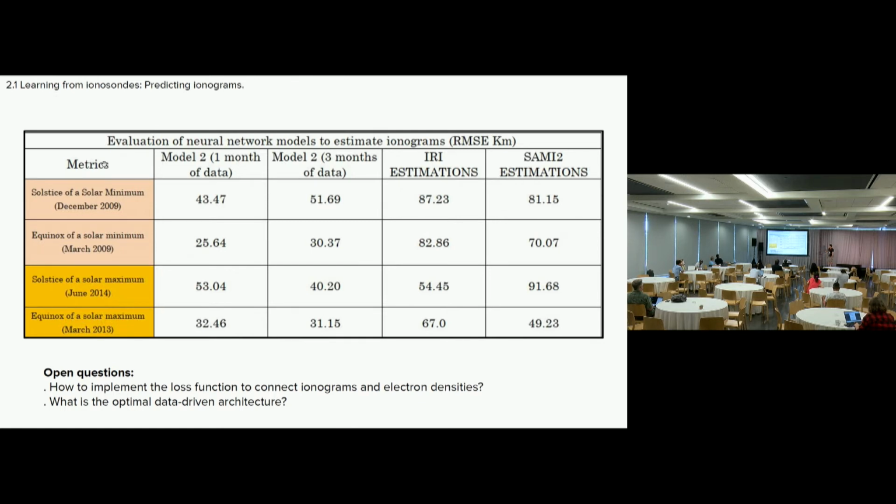First, what is the best strategy to modify this architecture to teach the neural network to predict electron densities instead of ionograms? We think we have to tweak and hack the loss function of the neural network, but there must be an optimal way to do it. And then, what is the optimal architecture for this model? We have already started exploring this question, basically doing a lot of hyperparameter optimizations. There are special tools for that. I can talk about that later if you want.